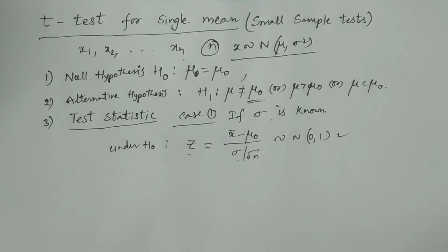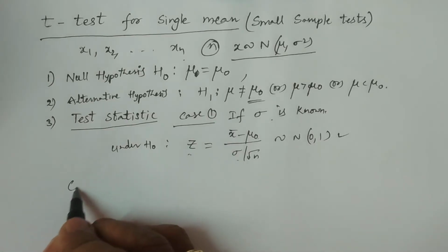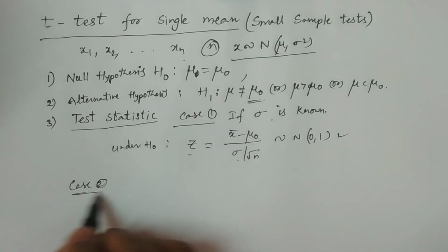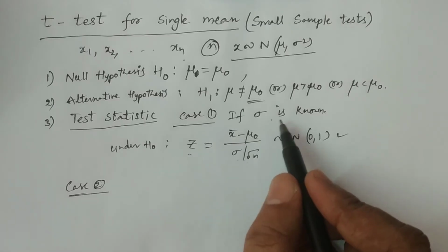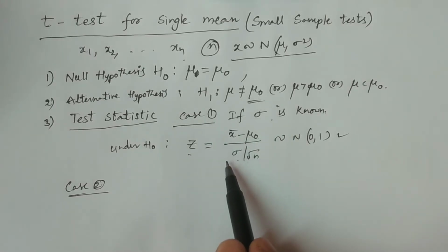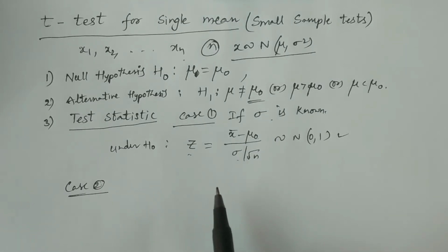We consider the tabulated value from the normal distribution at alpha level of significance, and the conclusion is made with the help of the standard normal variate. The comparison and remaining procedure are as usual in the normal distribution procedure. Hope you understand case 1: whenever sigma is known, you apply the test statistic based on the standard normal distribution.